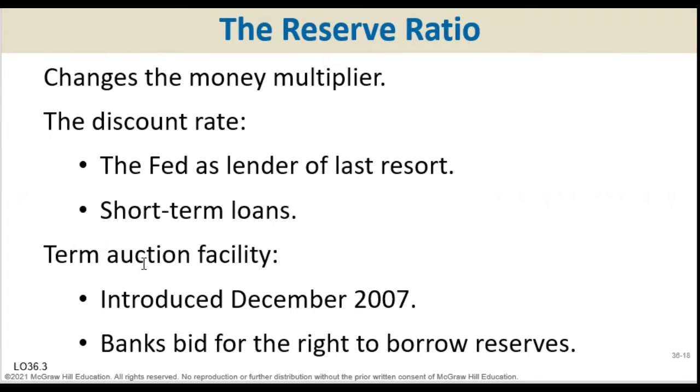The term auction facility is another way that the Fed can alter the bank reserve. Twice a month, the Fed auctions the right for banks to borrow reserves for a period of 28 or 84 days. So these two allow the Fed to guarantee that the amount of reserve that the bank wishes to lend will be borrowed.